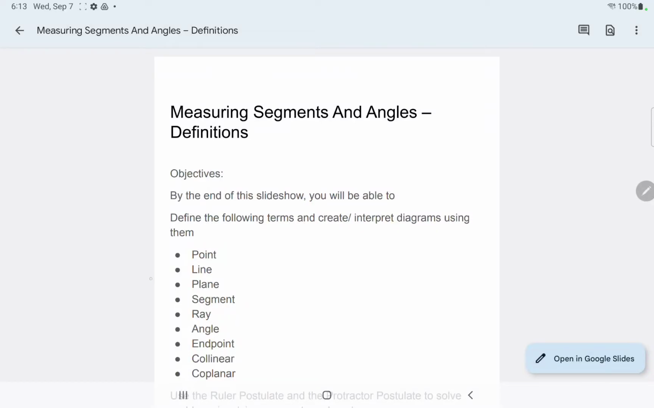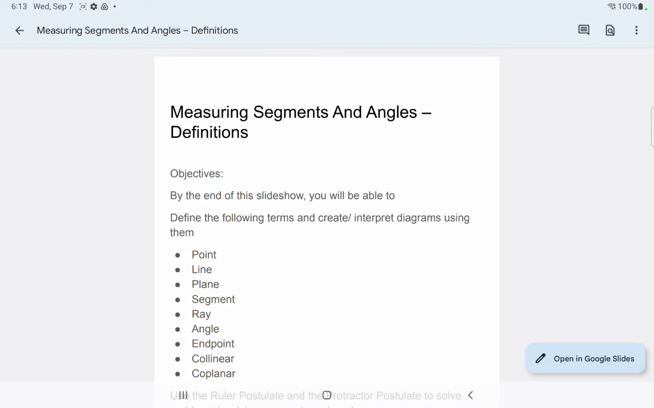I'm going to be reviewing in this slideshow the content for measuring segments and angles with focus on the definition. This correlates to Unit 1.1, which you can also see as a PDF file. So I've broken this up into two separate slideshows and two separate videos, or you can read the entire PDF.